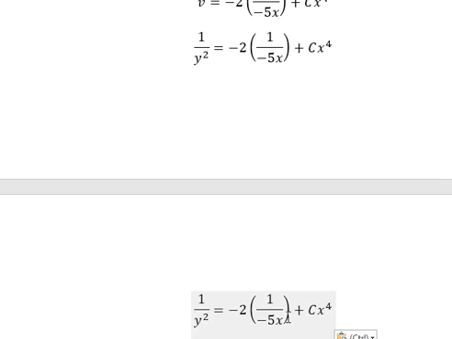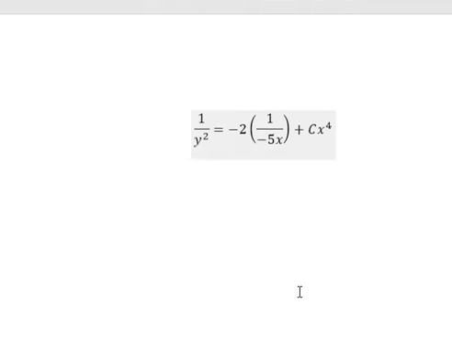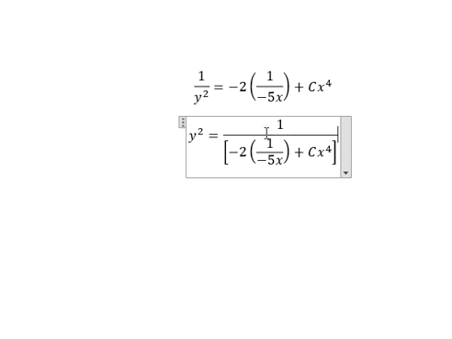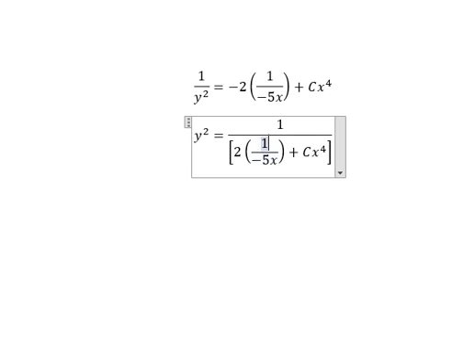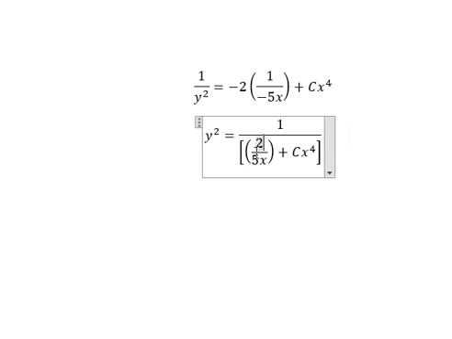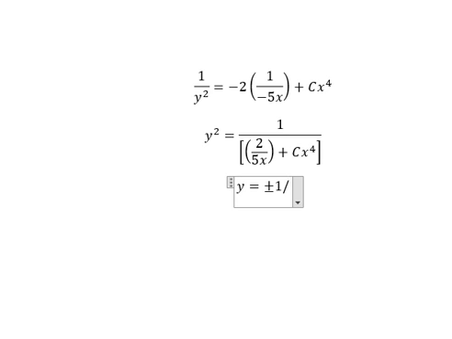So we put y squared on the right, this one goes to the left. And we got y squared equals 1 over this one. So we simplify the negative in here, and you got 2 over 5x. Later, we put the square root on both sides, and we got the final answer.